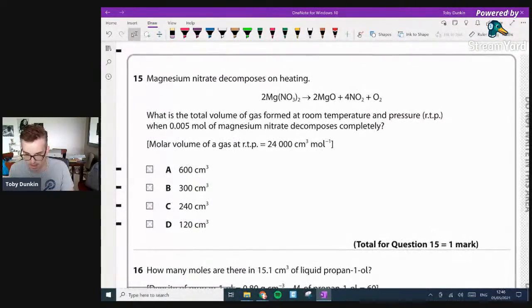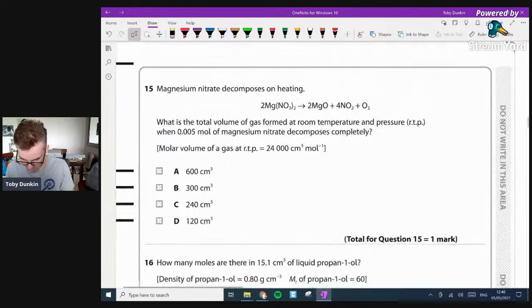Next. Magnesium nitrate decomposes on heating. What is the total volume of gas formed at room temperature and pressure? When?